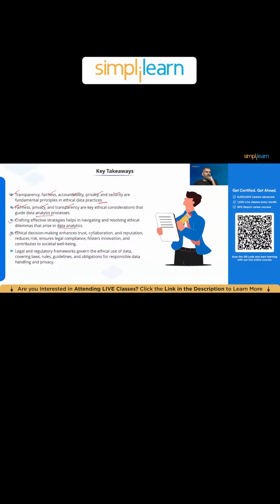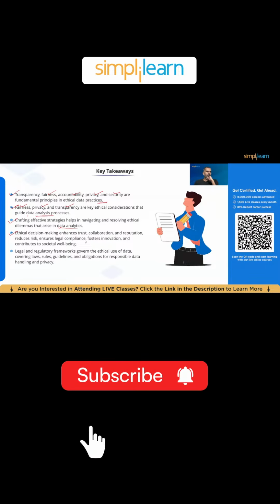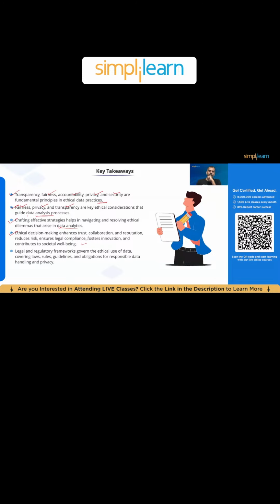Ethical decision making enhances trust, collaboration, and reputation, reduces risk, ensures legal compliance, fosters innovation, and contributes to social well-being. So if any organization follows ethical data practices, if the decision making is all ethical, not like Cambridge Analytica or the Marriott use case, can we say that will help build trust among users, help build the reputation of the organization, help ensure all kinds of legal compliance, and even foster innovation? All these things will happen.